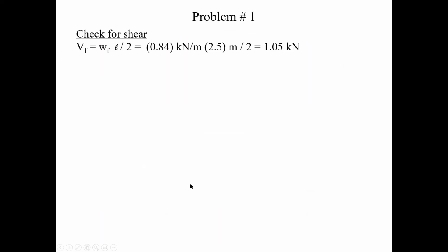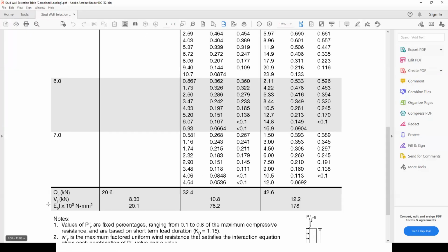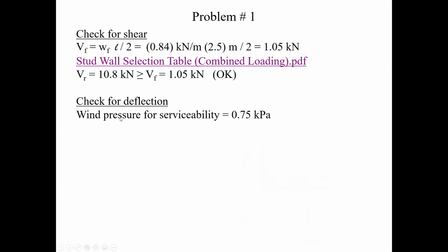Perfect. I check for shear. Now, for shear, you just have to remember that you take the wind load from case number 4, because that's the highest bending moment. And that's what I'm taking here, the wind load from case number 4. And of course, I go to the table and I get my VR value of 10.6 kilonewtons. So I know I'm okay for shear.